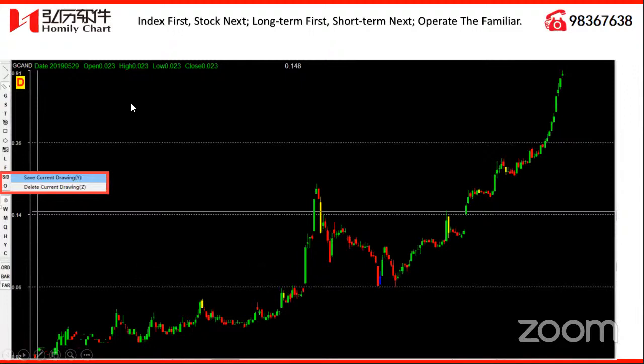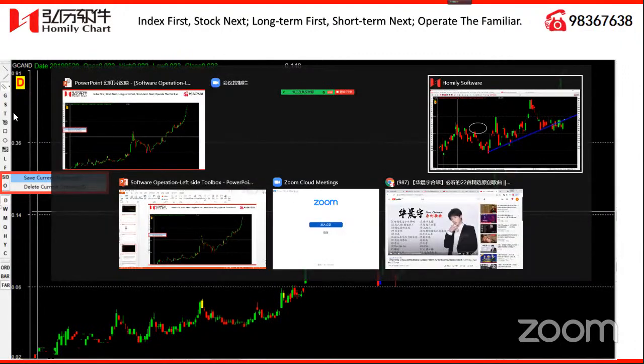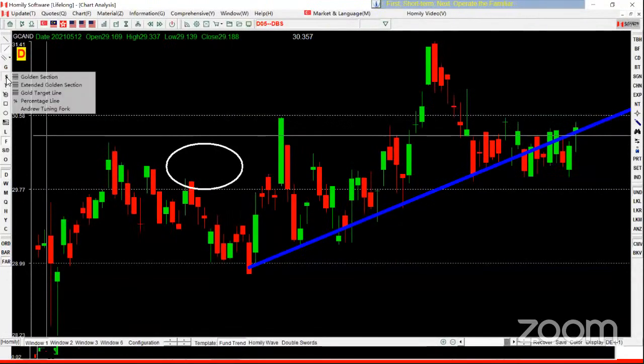All right. So okay, we come to the end of today's class. So I will look at some of your questions. What is the difference between extended golden section? Okay. Yes, that is a good question. What is the difference between extended golden section and golden section?